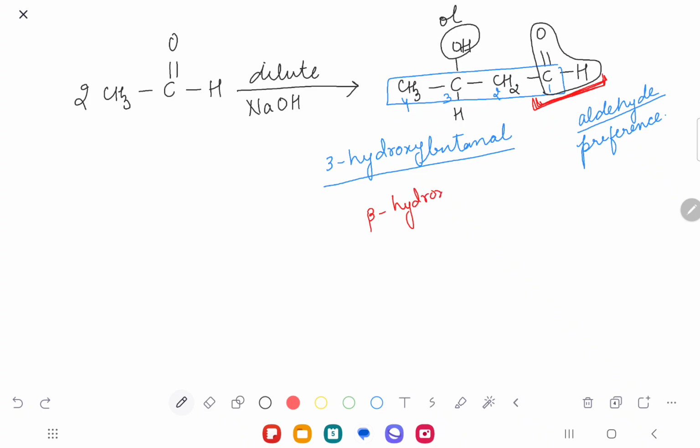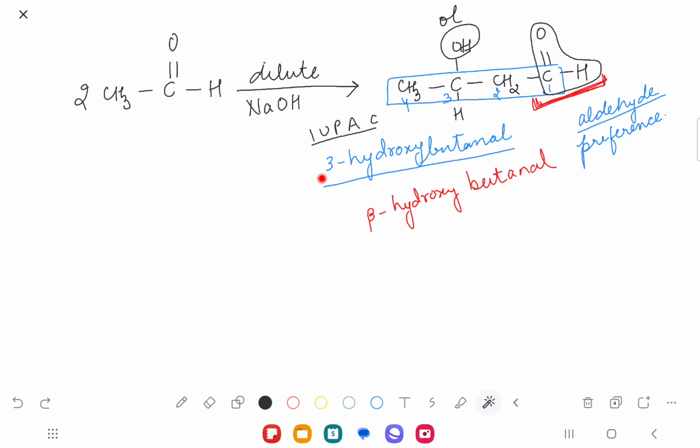That is also fine. But as soon as you put beta, this is going to become a common name. I hope you are understanding. So as an IUPAC name, you have to write it down as 3 hydroxy butanal. Understood or not? So that's how you are supposed to work with this. Nothing else. So this is the simple aldol condensation. I hope you're understanding my point. This is the concept.